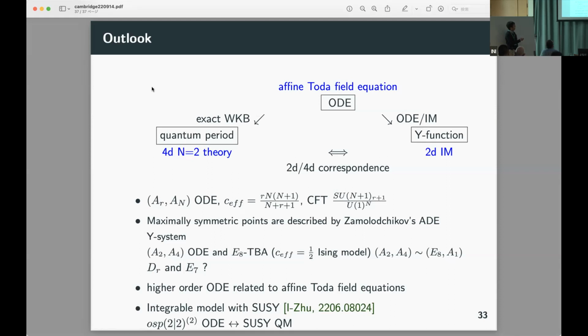And I have not found any ODE models for D and E7, but it looks interesting to explore this. And maybe it is interesting to work out other higher order ODEs related to affine Toda equations. And recently, I worked on some supersymmetric generalization of affine Toda field theories. So this is some special case. This ODE/IM correspondence is related to supersymmetric quantum mechanics, where the potential term is in squared form.